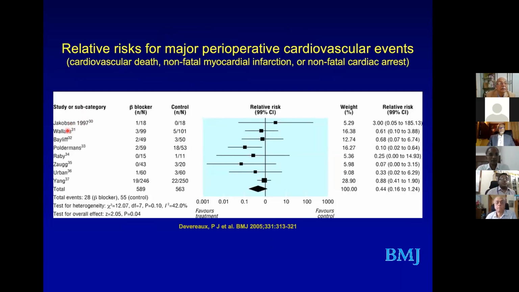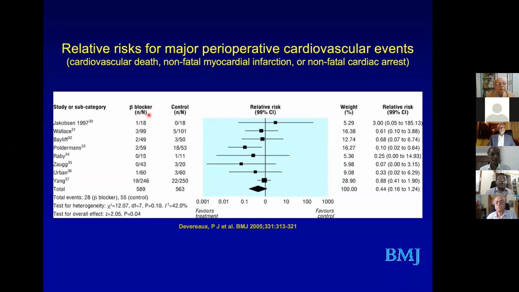So 1, 2, 3, 4, 5, 6, 7, 8 studies were included for this meta-analysis. But you will recall that there were 22 studies that were included in the overall study. But these 8 studies had these outcomes. This is the beta blocker group. This is the control group, right?